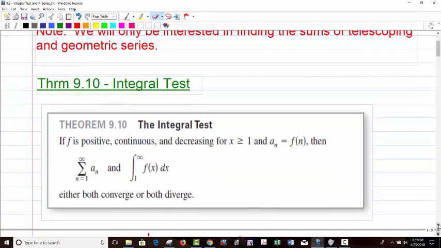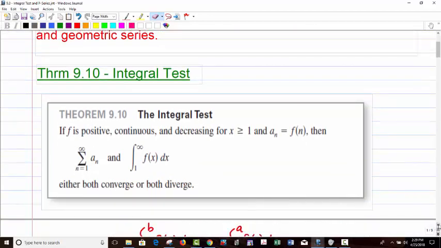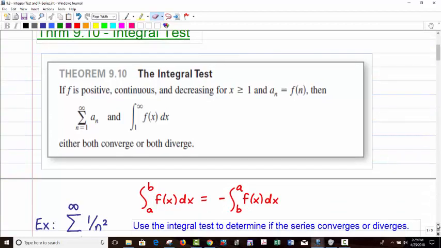First test we're going to look at in this section is the integral test. At this point we would have already covered improper integrals in a previous chapter, so that's kind of what we're working with here. This basically says that f is positive, continuous, and decreasing for x greater than or equal to 1, and then a sub n is also written as a function of n.